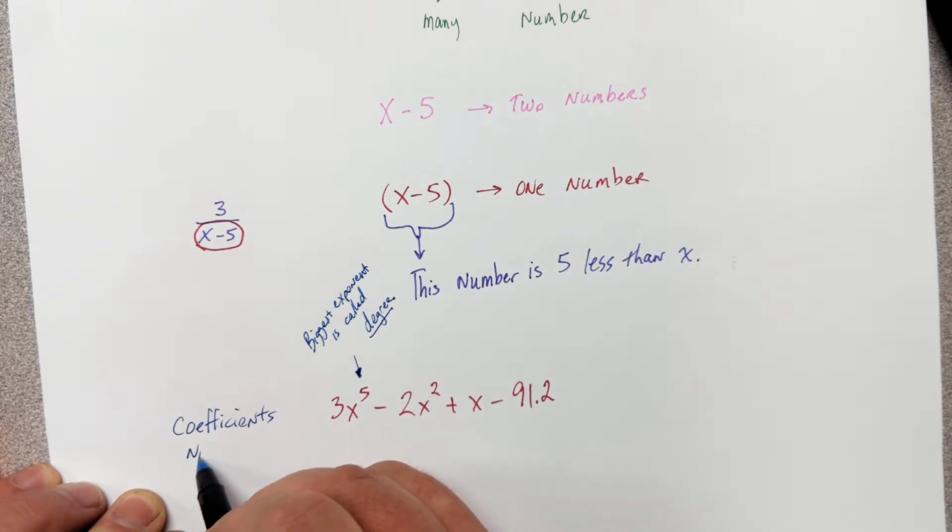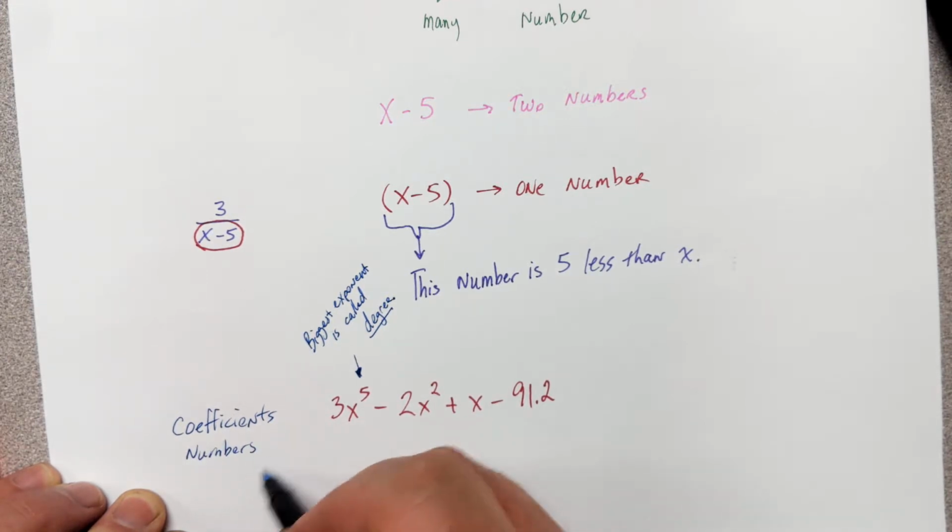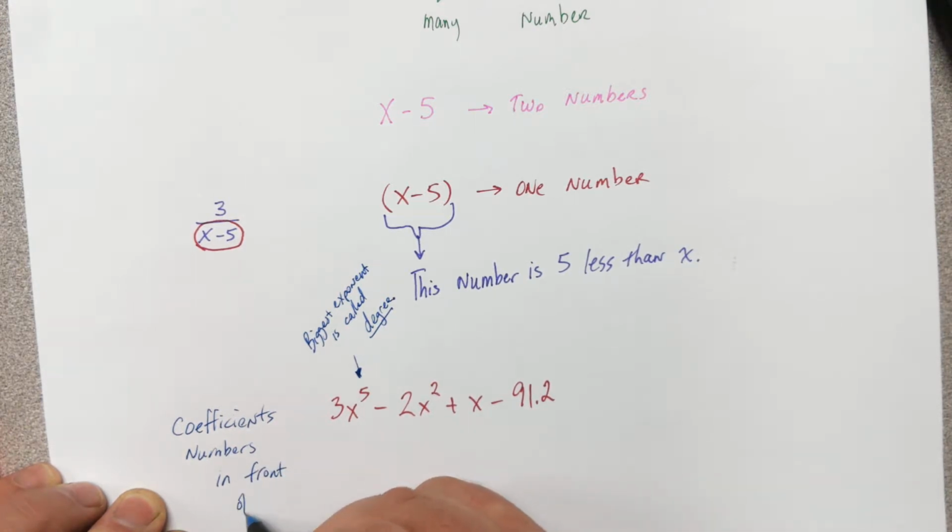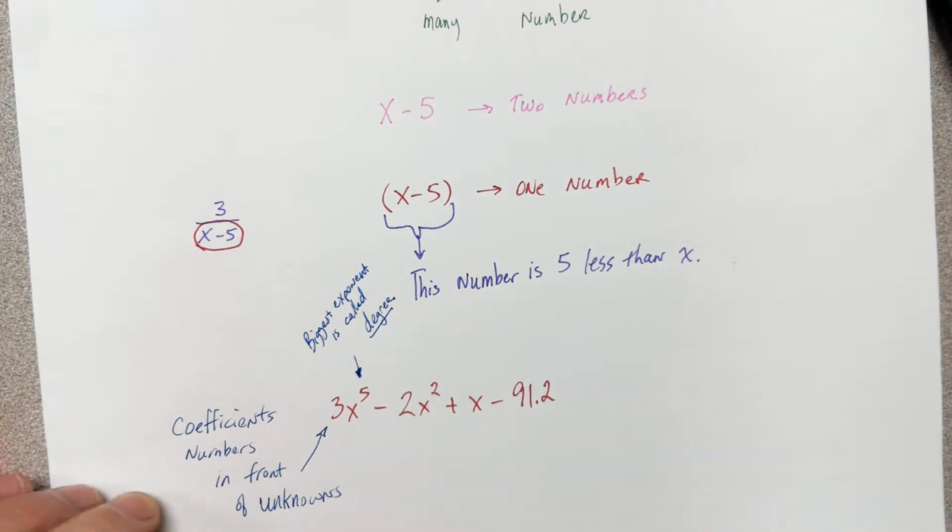Are numbers in front, for an easy way to understand it, of unknowns or variables, like 3. 3 is a coefficient. Coefficients are numbers in front of the unknowns. The 3 is a special one.